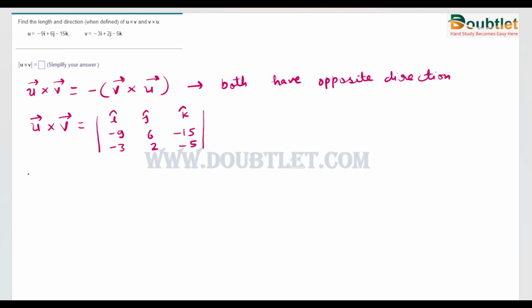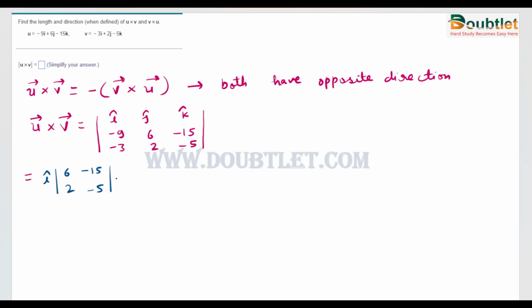Now we solve this determinant, first by the first row and first column. To do this, we eliminate this row and this column, and then look at the remaining elements. We multiply this by this and this by this. So we can write this as the determinant of minus 6, minus 15, 2 and minus 5.